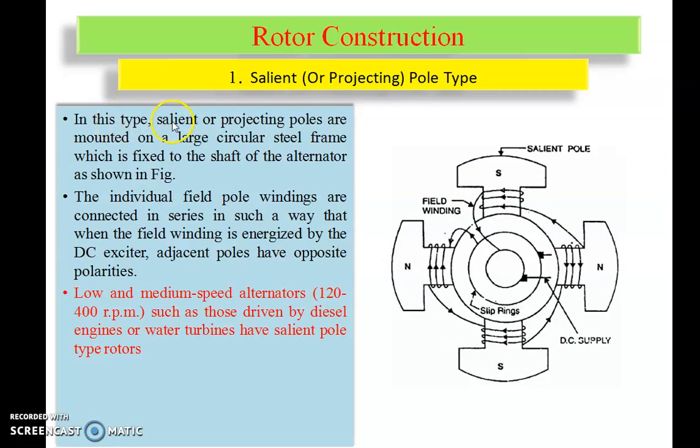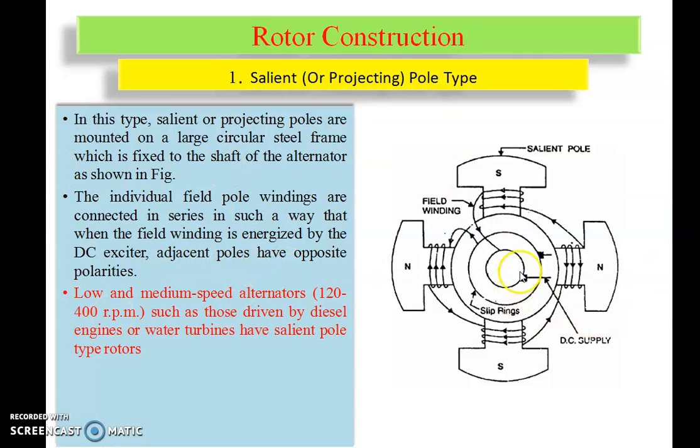In this type, salient or projecting poles are mounted on a large circular steel frame which is fixed to the shaft of the alternator. That means these projecting poles, simply called salient poles, are mounted on the large circular sheet steel, which is already fixed on the shaft of the generator, and over that we are providing the different field winding. The individual field pole windings are connected in series in such a way that when the field winding is energized by the DC exciter, adjacent poles have opposite polarities.